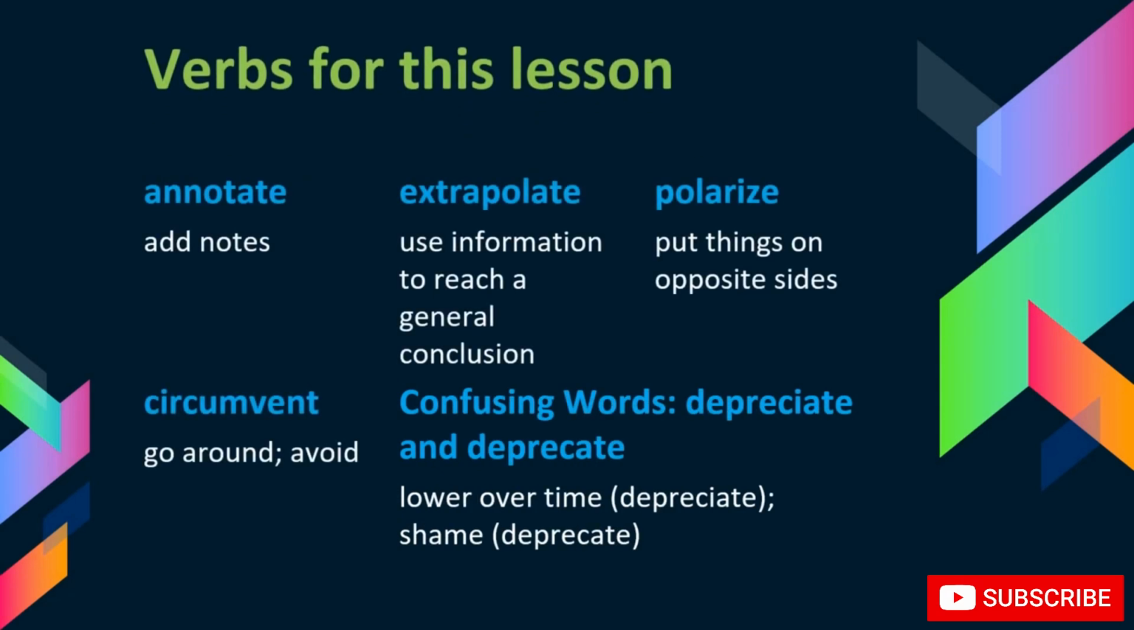Finally, we'll do a quick review of our verbs for this lesson. Annotate, to add notes. Extrapolate, to use information to reach a general conclusion. Polarize, to put things on opposite sides. Circumvent, to go around, avoid. And depreciate, which means to lower over time, and deprecate, which means to shame or attack personally.